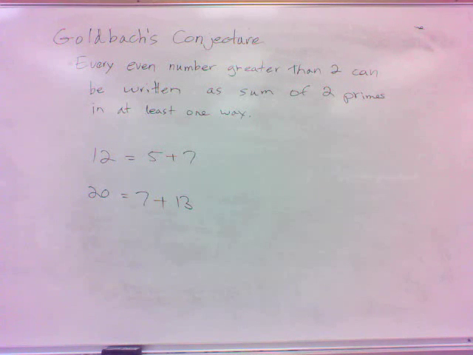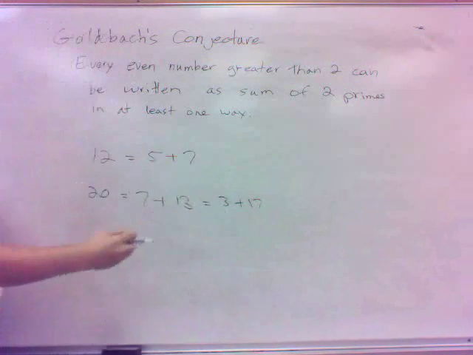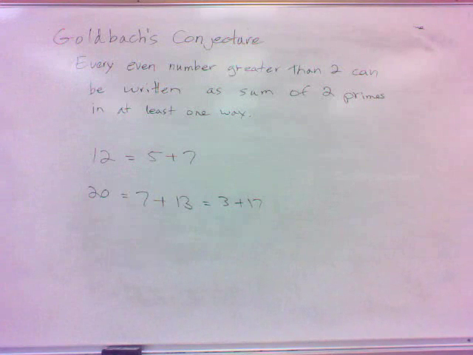Now, 20 is a good one too. Is there another way I could do 20 with 2 primes? 17 and 3, yeah. So we could do that with every one of them, but it could be possible that we could do it more than one way. But Goldbach's conjecture says there's at least one way to do it.